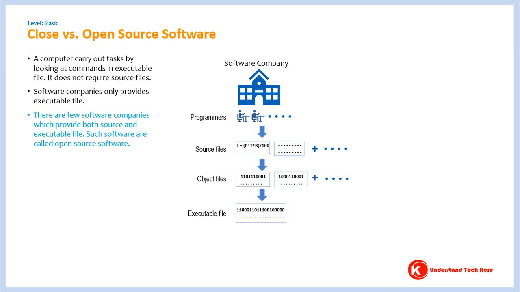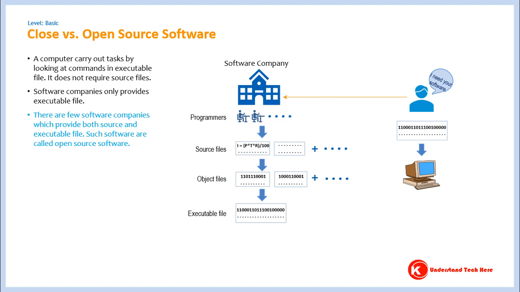Here is a person in need of accounting software. This person contacts the software company. Now which file does the software company give to this person? By now it should be clear to you. An executable file is given. A computer works following commands in an executable file. We explained earlier, a computer doesn't need the source file.